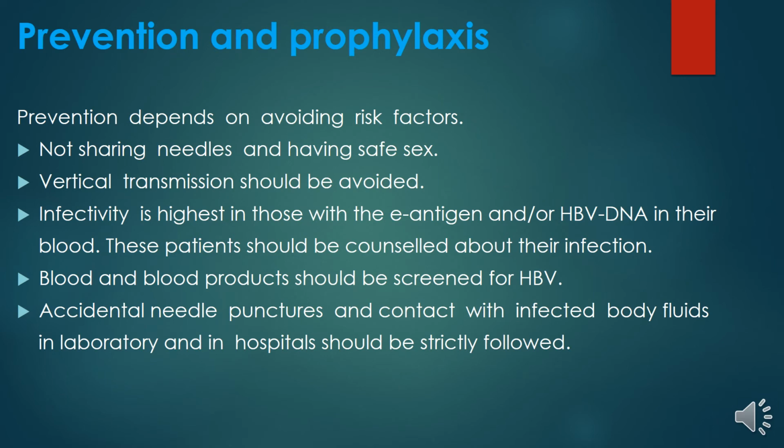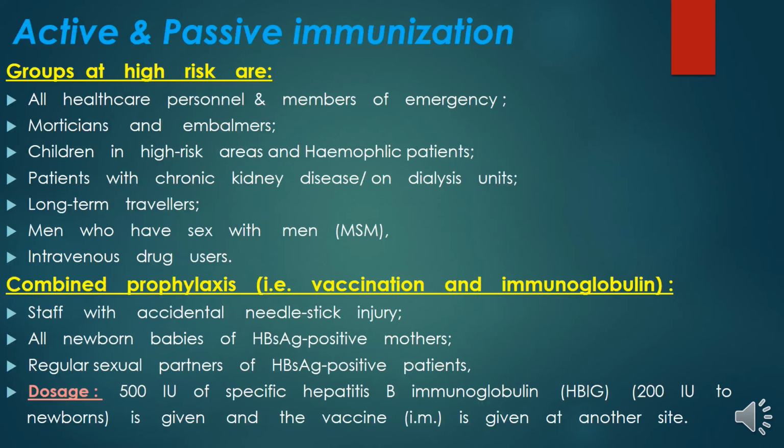Prevention and prophylaxis: not sharing needles and having safe sex. Vertical transmission should be avoided. Infectivity is highest in those with E antigen and/or hepatitis B virus DNA in their blood. Blood and blood products should be screened. Precautions against accidental needle puncture and contact with infected body fluid in the laboratory and in hospital should be strictly followed.